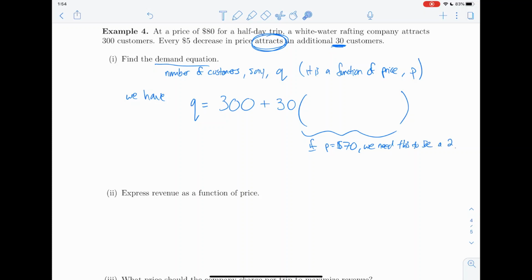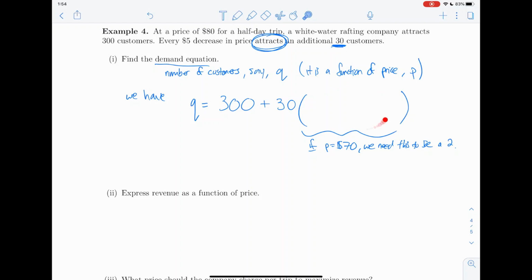Because if it was a 2, then we would get 2 times 30, which is 60. And yes, that satisfies the original problem, is that if we've gone down by 2 $5 decreases and we go to 70, we need to go up by 30 customers twice. So this would be 300 plus 30 times 2.